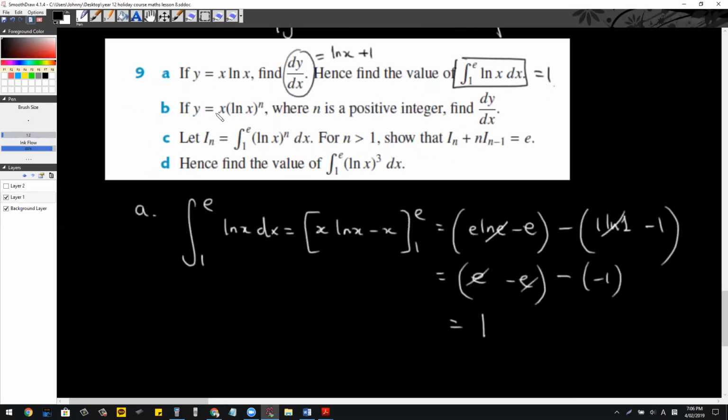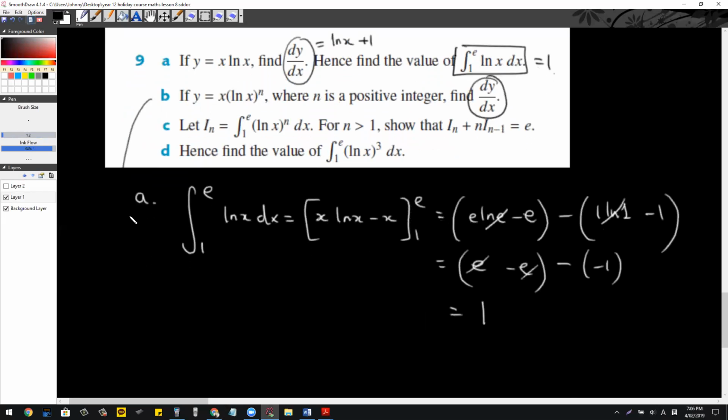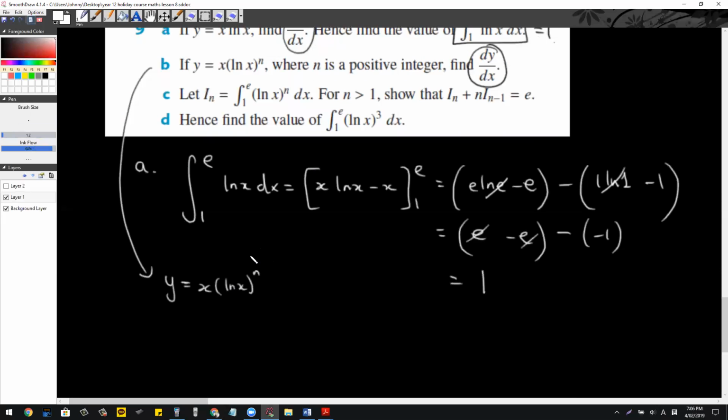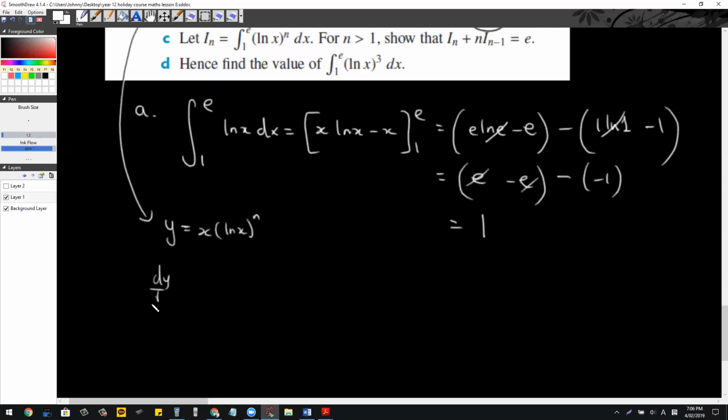If y equals x ln x to the power of n, what is dy/dx? So this is a bit at specialist level. We'll still try. y equals x ln x to the power of n. Well, what's dy/dx? That's equal to the differentiation of x times ln x to the power of n, and then plus x times, we need to do the product rule.